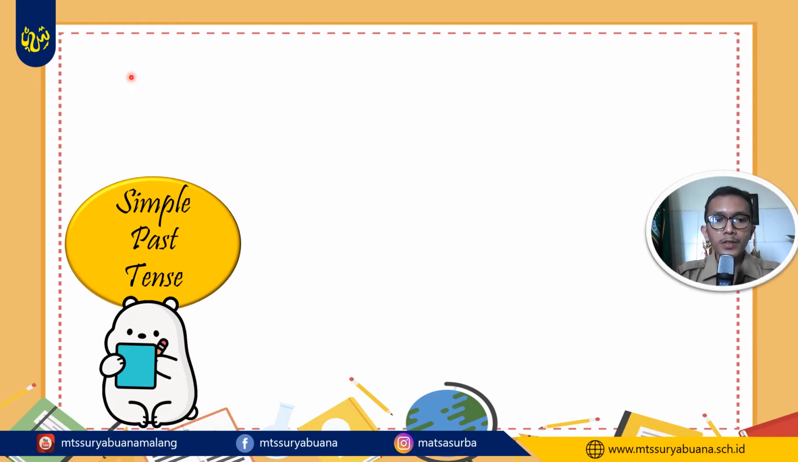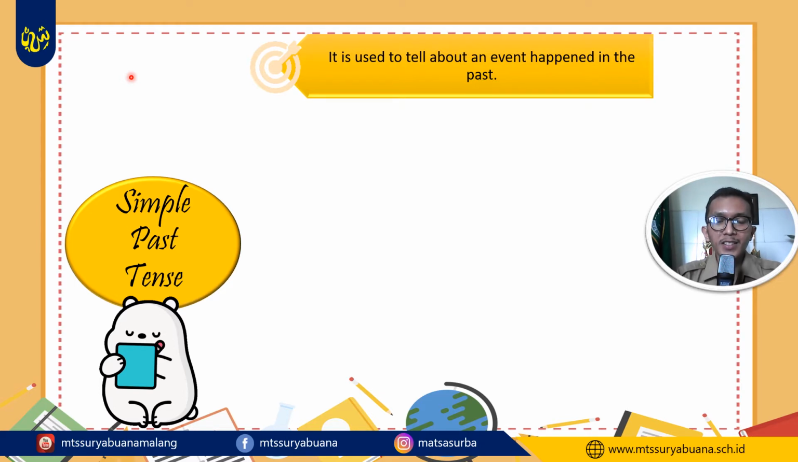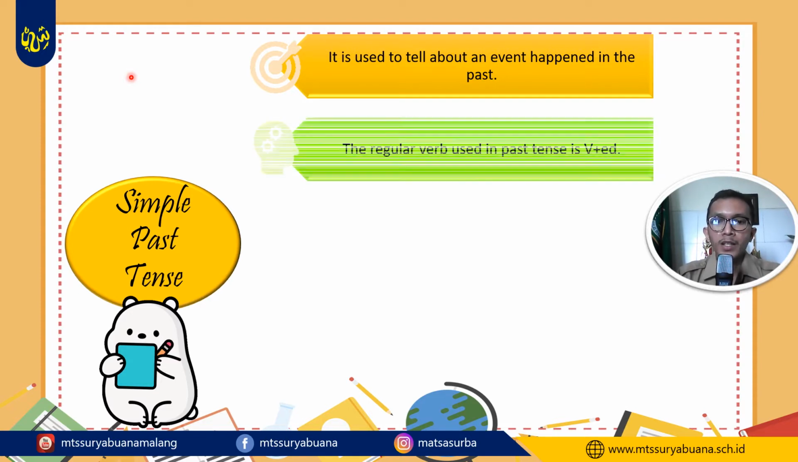Well, students, have you known before about simple past tense? Okay, let's start the explanation. The first one, it is used to tell about an event happened in the past. So students, if you want to talk about your experience or your activity that happened in the past, you can use these rules, that is simple past tense.